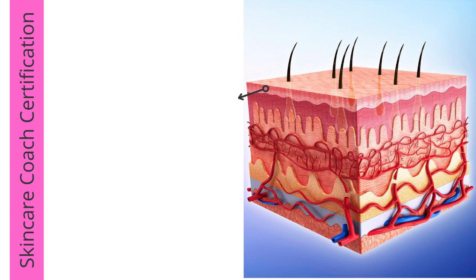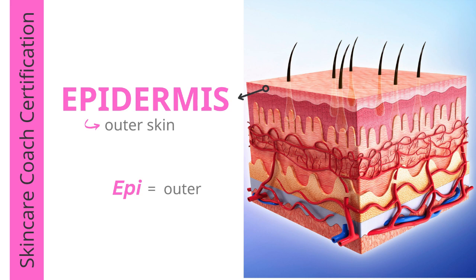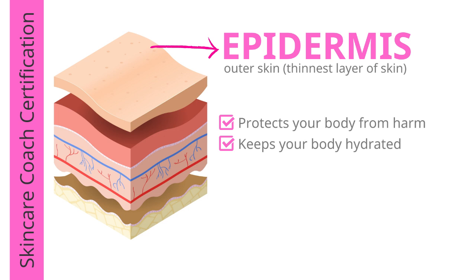Now let's talk about the epidermis. The word epidermis combines the ancient Greek prefix epi, which means outer, and the ancient Greek word derma, which means skin. The word translates to outer skin. Your epidermis is the outermost layer of the skin of your entire body. It protects your body from harm, keeps your body hydrated, and produces new skin cells. It contains melanin, which determines the color of your skin.